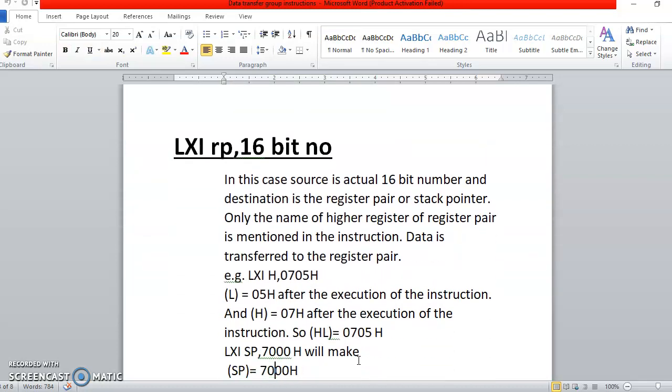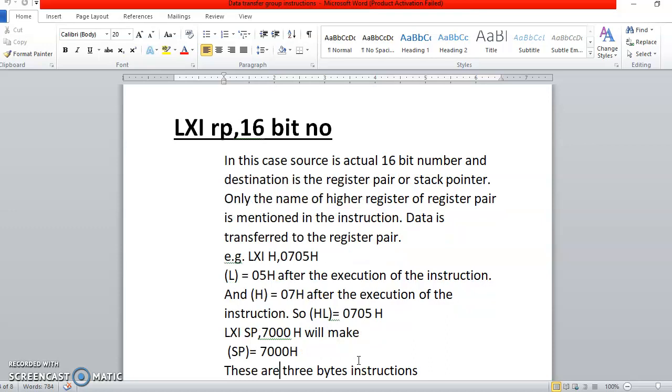Now the next instruction is LXI RP, 16-bit number. This instruction is similar to your MVI instruction. In the MVI instruction, the syntax is MVI, register name, and 8-bit number. Instead of that you have LXI, then RP, that is the register pair, and then you have to mention the 16-bit number. Whenever there is an X in the instruction, the register pair has to be mentioned, and while mentioning the register pair, only the higher register name you have to write in the instruction.